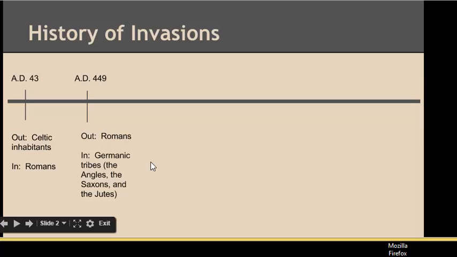And then in AD 449, the Romans had to leave. There was a series of barbarian invaders coming into Rome, so the Roman troops were called from England, which they called Albion, and they needed to return to Rome. So when they did that, the Germanic tribes of the Angles, the Saxons, and the Jutes came in. And of course, Angles is where we get the term Angleland, which does eventually become England.